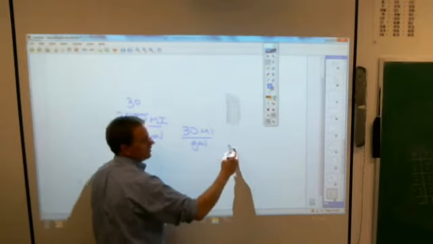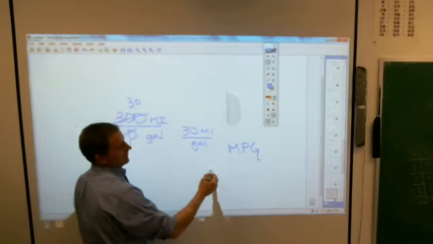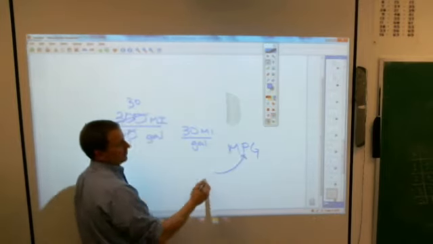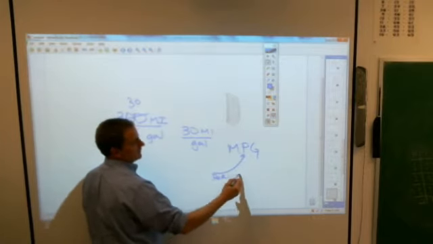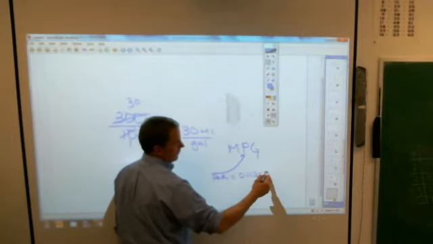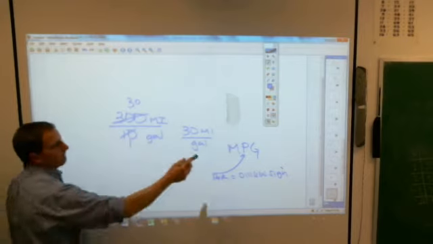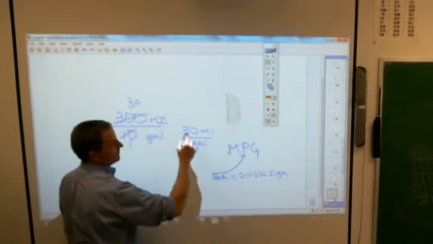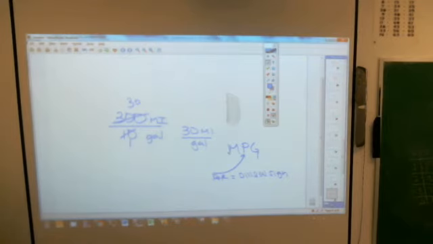You ever seen the MPG? Cars MPG? The letter P in that stands for per, and the word per is nothing more than a division sign. Miles per gallon, 30 miles per gallon. Have you ever heard of the MVP of MPGs? Probably not.